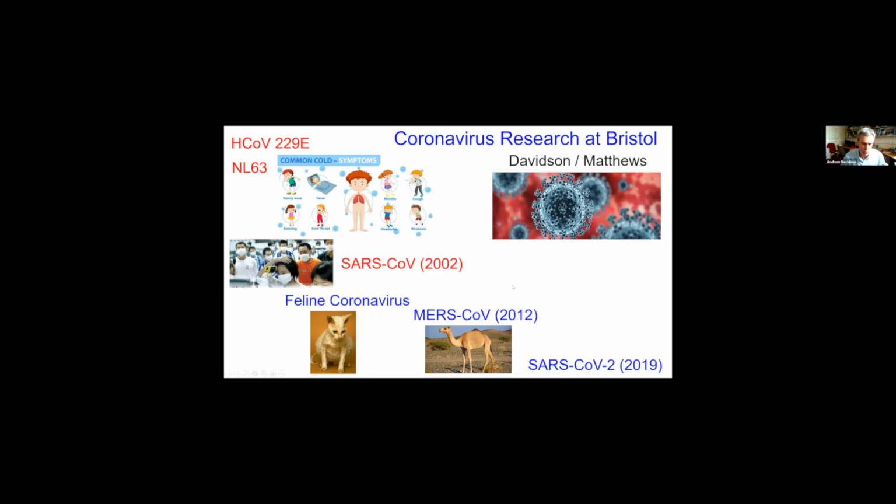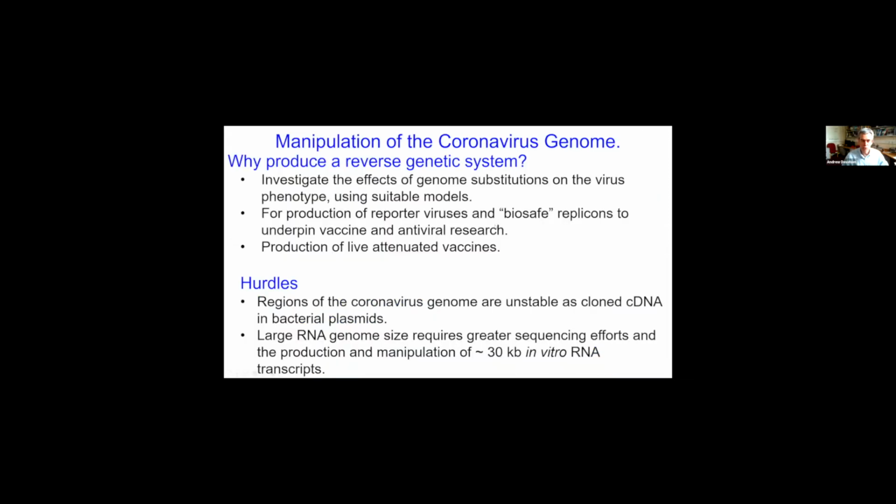And a large focus of the work I've done for SARS-CoV, feline coronavirus, and SARS-CoV-2 has been focusing on reverse genetic systems for these viruses. So the question might be, these are quite obvious really, but why would you want to produce a reverse genetic system anyway? Well, the most obvious one is probably to investigate the effects of genome substitutions or mutations on virus phenotype using suitable models.